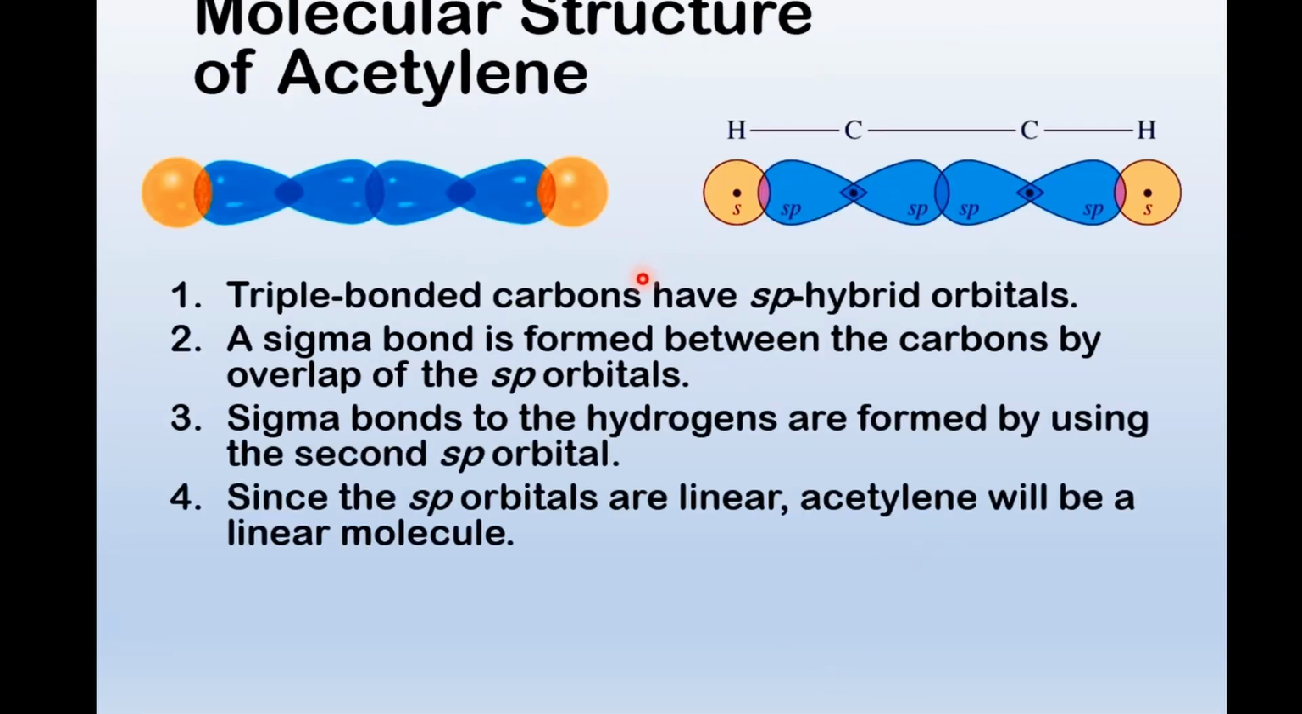What does the molecular structure look like? Since this is linear, you can tell me it's sp hybridized. Triple bonds are carbons that have sp hybridized orbitals. A sigma bond is formed between the carbons by the overlap of sp orbitals. Sigma bonds to the hydrogens are formed by using the second sp orbital, overlapping with the hydrogen's s orbital.